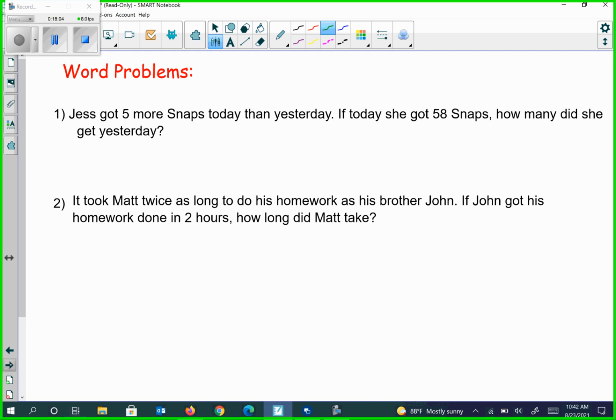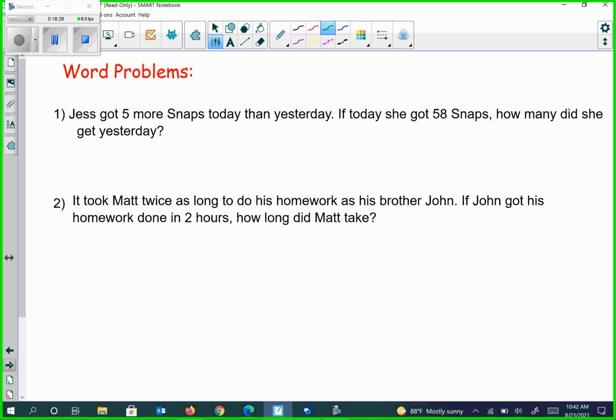But this says, Jess got 5 more snaps today than yesterday. I think this is referring to Snapchat. I don't know. I'm not cool enough to know this. Somebody way cooler in my department and my team decided, hey, Snapchat's the one we're going to captivate our audience. If today she got 58 snaps, how many did she get yesterday?